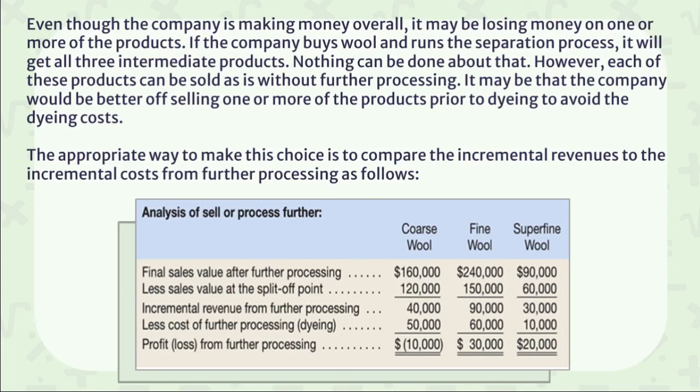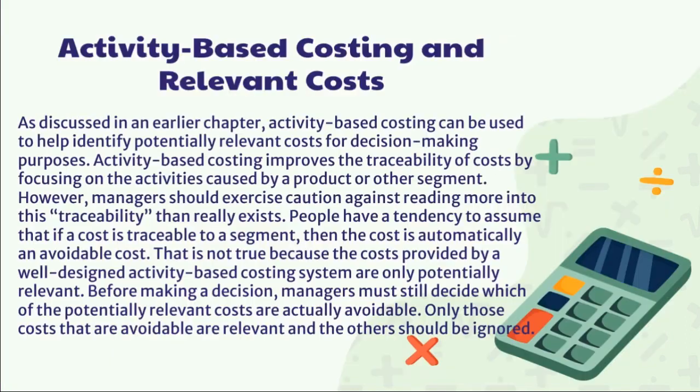And lastly, for the super fine wool, the final sales value after further processing is $90,000 less the sales value at the split off point, which is $60,000. So its total incremental revenue from further processing is $30,000 less the cost of further processing, which is $10,000. So it has a total profit or loss from further processing of $20,000.